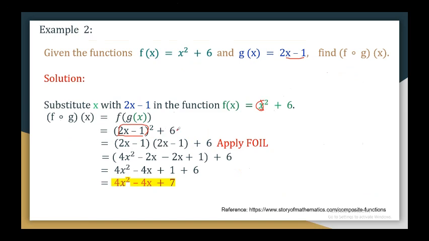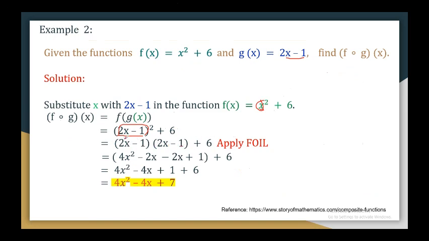So after this one, we're going to multiply, or get the product of 2x minus 1 raised to 2. That is 2x minus 1 times 2x minus 1. So if you can still remember the FOIL method: the product of the first term, outer term, inner term, and the last term. So we are going to apply that on this problem. So you have 2x minus 1 times 2x minus 1.